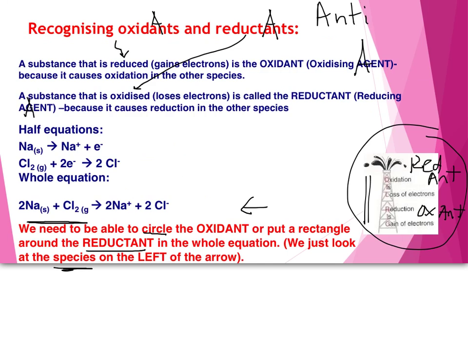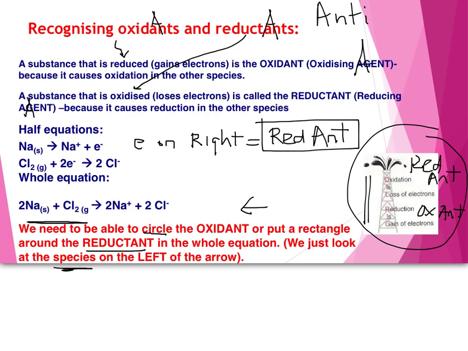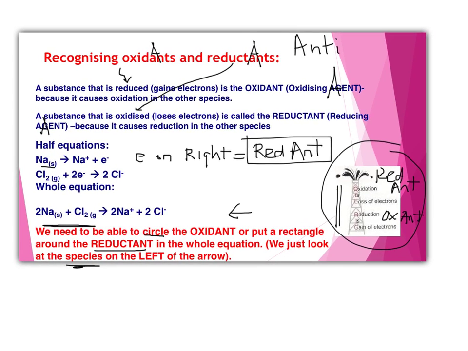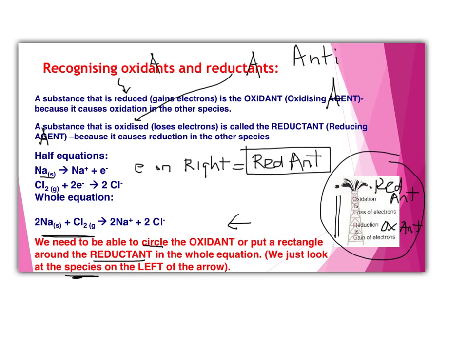Now we've got to figure out which is the reductant, and I think it's simplest just to think in terms of if the electrons are on the right, then that equals the reductant. So we want reductant, right, and rectangle. So we're keeping all the R's together. So if the electrons are on the right, it's the reductant. So that means this sodium here is the reductant. So we're going to put a rectangle around that reductant species on the left of the arrow.